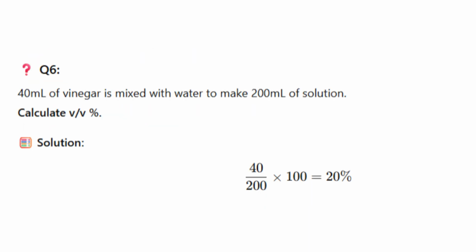Question 6. 40 milliliters of vinegar is mixed with water to make 200 milliliters of solution. Find the V/V percentage. Solution. 40 divided by 200 times 100 equals 20%.